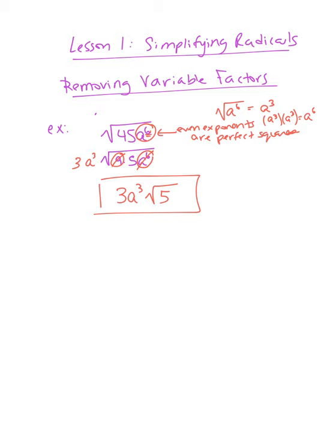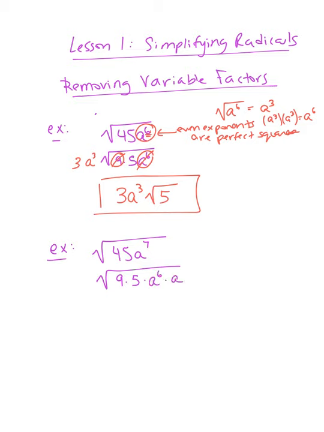Now, if the example had instead read as the square root of 45a to the 7th, now that's an odd exponent. Odd exponents are not perfect squares. So what we do is we break them down, kind of like we do with the 45. So 45 we know is 9 times 5. And we break down a to the 7th as a to the 6th times a.